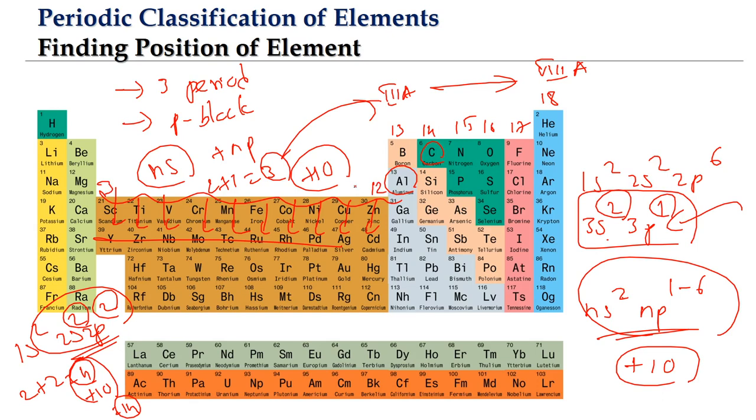So we have got how to find the group number of the S block, the group number of the D block, and for all F block, the same group. What is it? Third group. Then we have the group number of the P block elements.